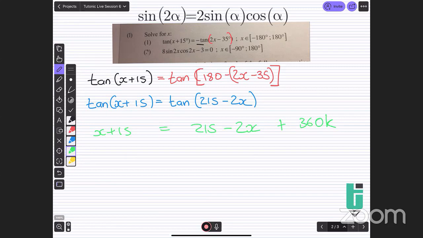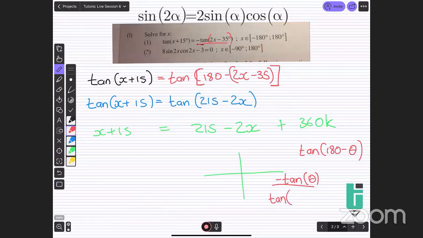Can I ask a question, please? Yes. On the right hand side it's just tan, but on the left hand side it's negative tan. So where did the negative vanish to? It didn't vanish. Remember, doesn't the sign just tell us which quadrant it is? Yes. So remember, what is tan of 180 minus theta? Minus tan theta. So if I give you minus tan theta, then you can change it to tan of 180 minus theta. Oh, okay, I get it. Thank you.